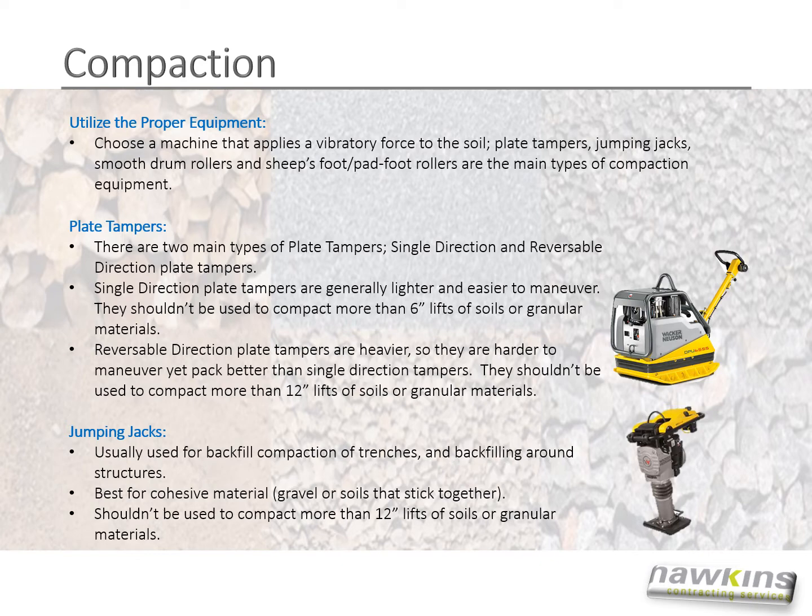Plate tampers. There are two main types of plate tampers: single direction and reversible direction plate tampers. Single direction plate tampers are generally lighter and easier to maneuver. They shouldn't be used to compact more than 6-inch lifts of soil or granular materials. Reversible direction plate tampers are heavier, so they are harder to maneuver, yet pack better than single direction tampers. They shouldn't be used to compact more than 12-inch lifts of soil or granular materials.